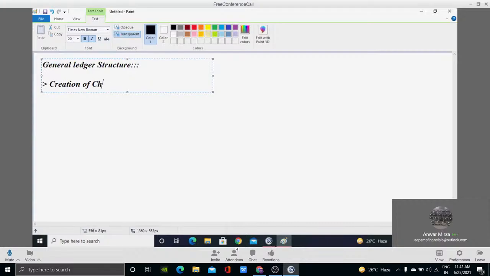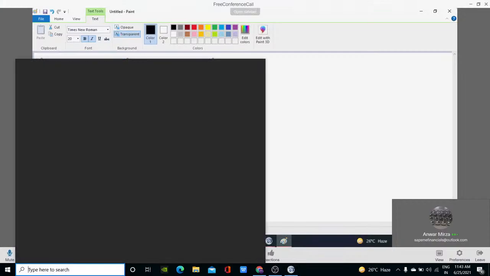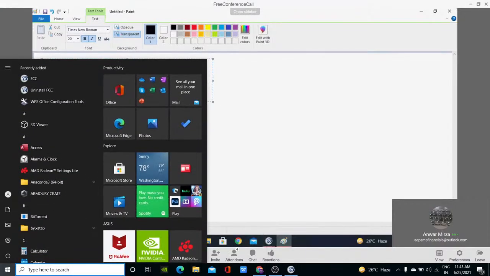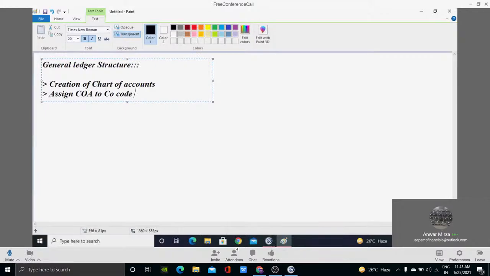Okay, I'm writing in short form. Chart of account. And next, you have to assign chart of account to company code. That means every company code, every company, every unit, every business has its own requirement of accounts. Like we discussed on that day also, various types of accounts for various types of business, like for trading different, non-trading different, right? So depending on structure, you have to assign it to a specific company.